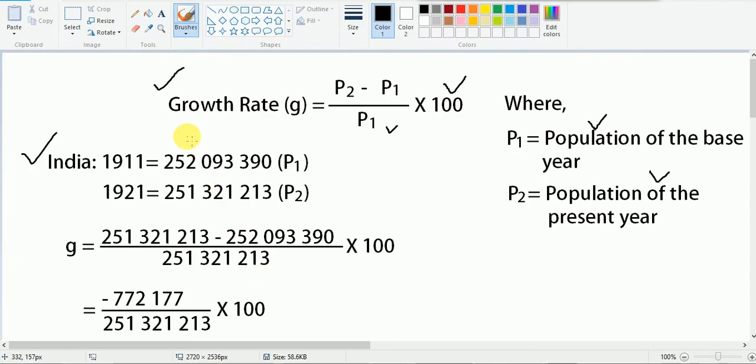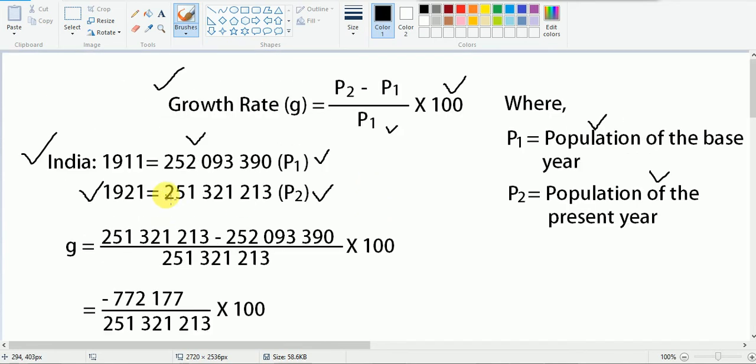for India, population of 1911 is here, 252,093,390. So this is what we call P1, that is population of the base year, previous year. Then for the year 1921 the population is 3,21,213. This is for the 1921, and so it represents P2. P2 means population of the present year or population of the current year.